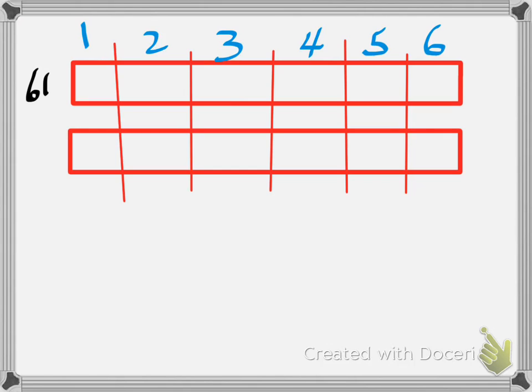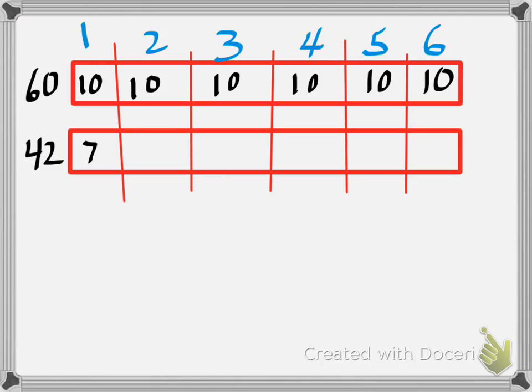Our first one that we have that we're going to take a look at is our cookies. We have 60 cookies, and if we put 60 cookies into each box, 60 cookies divided up would be 10 in each box to equal the total of 60. And then for 42 pieces of fudge, 42 divided by 6 would be 7.